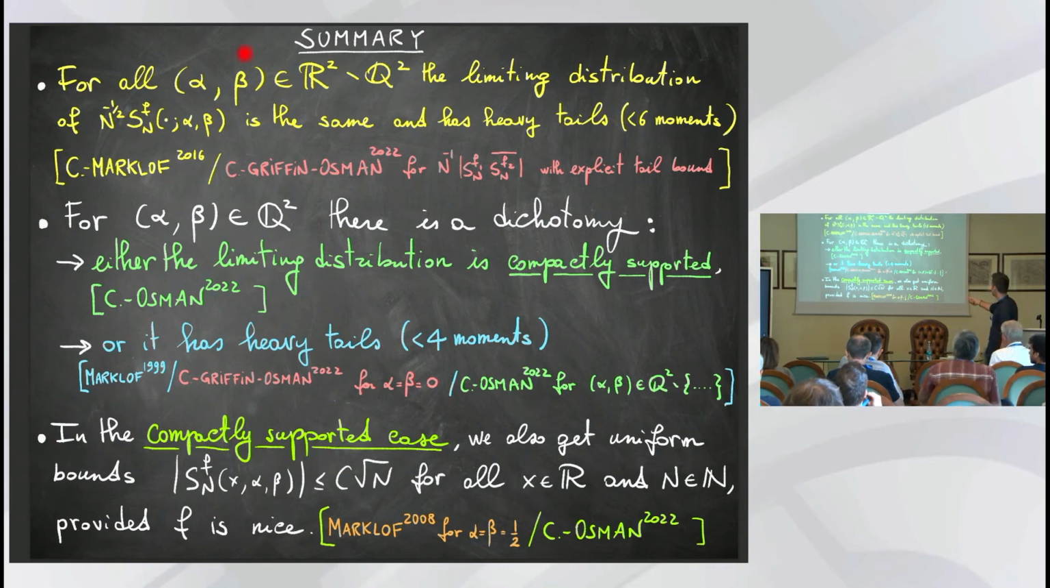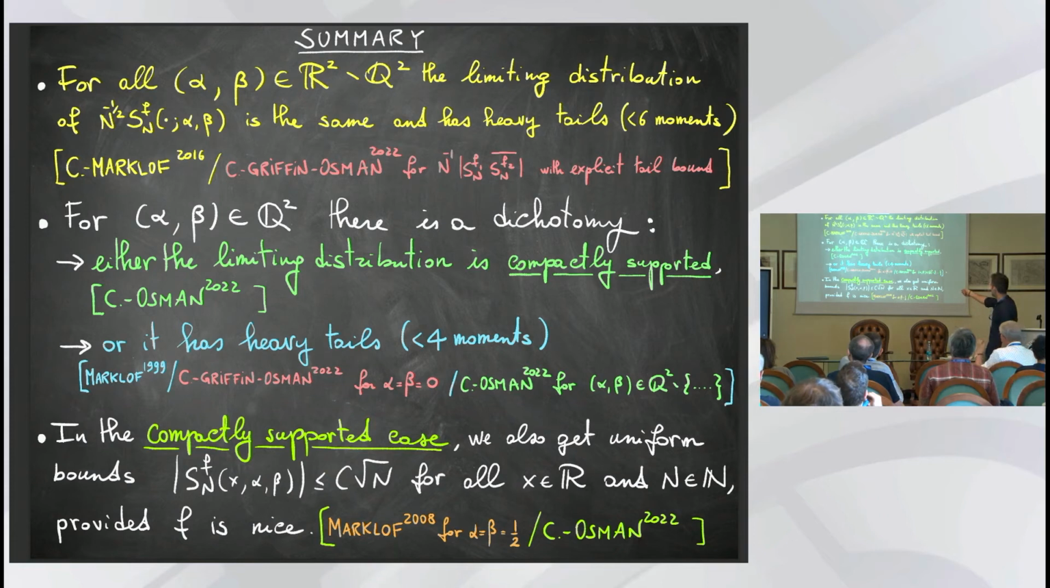If alpha and beta are not both rational, so if at least one of them is irrational, then the limiting distribution, as I described before, exists and has heavy tails. So in the complex plane, you get a limiting distribution with up to 6 but not 6 moments. So the tails are heavy.